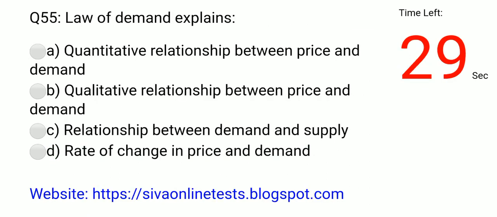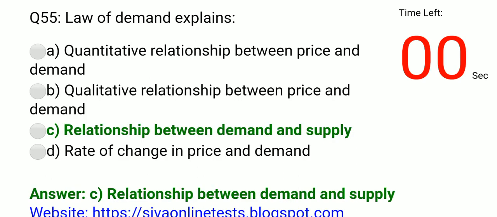Question 55. Law of demand explains. Options. A. Quantitative relationship between price and demand. B. Qualitative relationship between price and demand. C. Relationship between demand and supply. D. Rate of change in price and demand. Answer. C. Relationship between demand and supply.